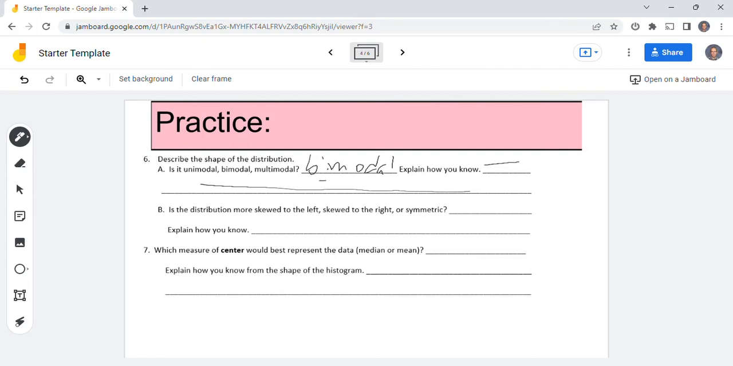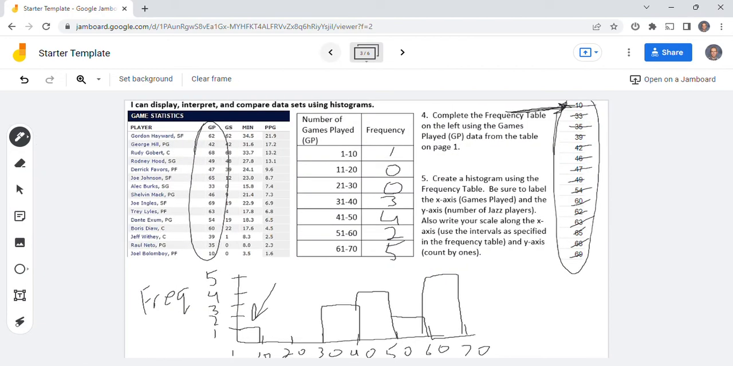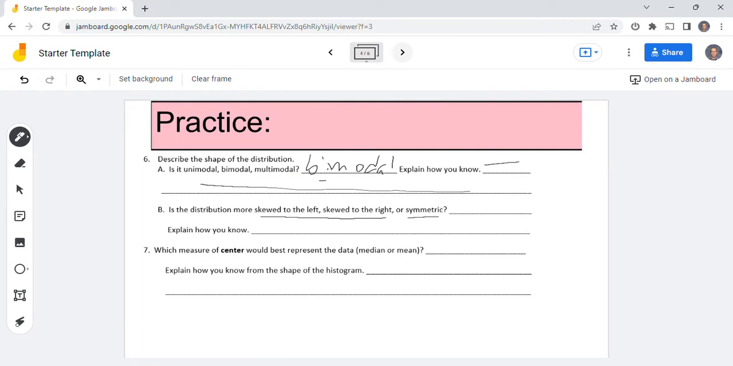All right, next we're going to ask skewed to the left and skewed to the right or symmetric. This one is definitely skewed to the left. We can see over here it has a tail going off to the left side. So this is skewed left for sure. Skewed left. And our explanation will be that it has that tail off to the left. So make sure you write that in a full sentence.